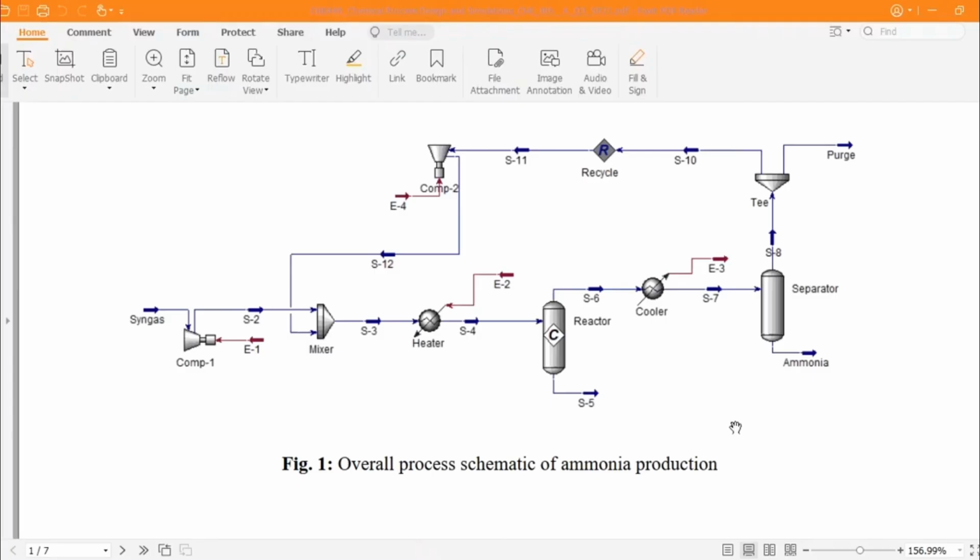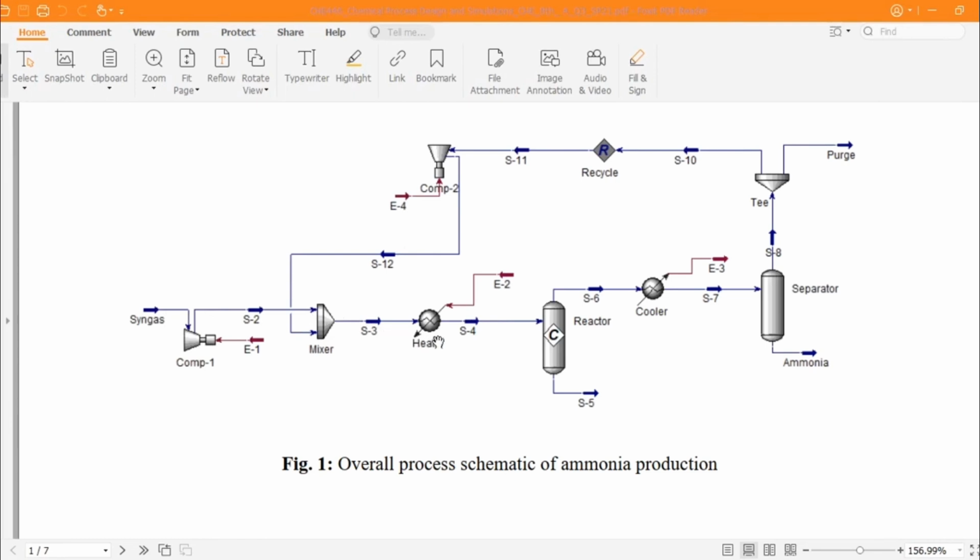We will be doing the simulation task in Aspen HYSYS, and this is the overall schematic of the production. As you can see, the syngas is first compressed using compressor 1, to which electricity, or work, is supplied, and the compressed stream is then passed through the mixer. I will talk about the recycling portion later, but first discuss this overall scheme.